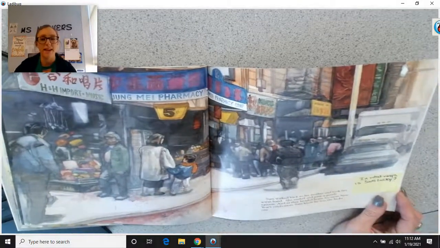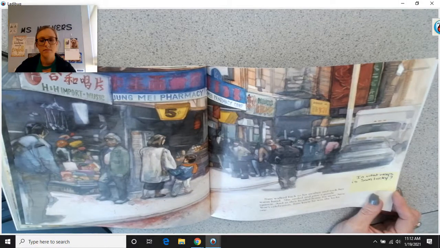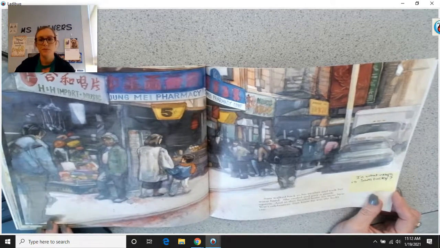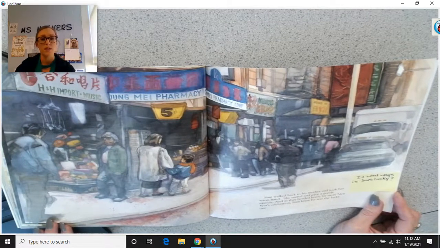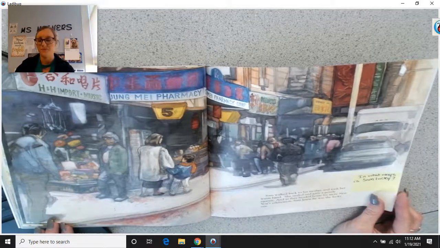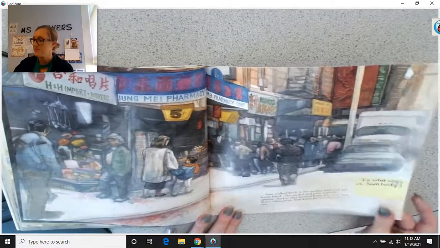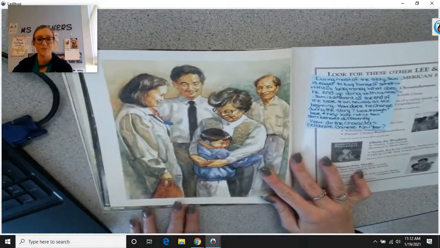So let's think about that last sentence. How was Sam lucky? Did he really get to spend his money on toys or food from the bakery? So he didn't get to spend his money on what he originally wanted, but he still thinks he's the luckiest kid in town. Why do you think he thinks that? And here's the last page.